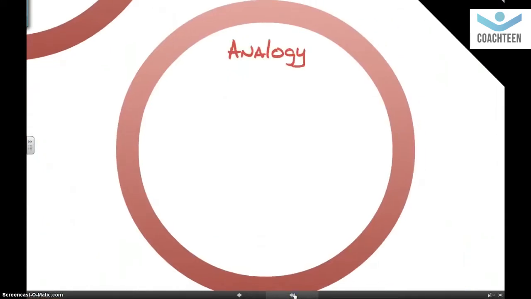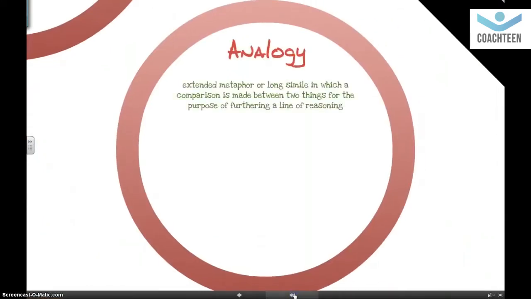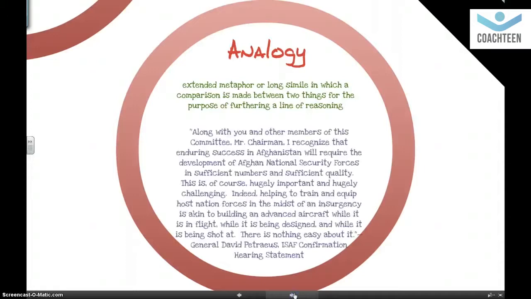After that, we have analogy. So analogy is basically an extended metaphor or simile, and a comparison is made between two things. But the difference between an analogy and a metaphor or simile is that this comparison is made for the purpose of furthering a line of reasoning. Let's look at an example to try to figure out what I mean by that. So this is kind of a long example. This is General David Petraeus talking about a mission in Afghanistan. Let's take a look at this one.